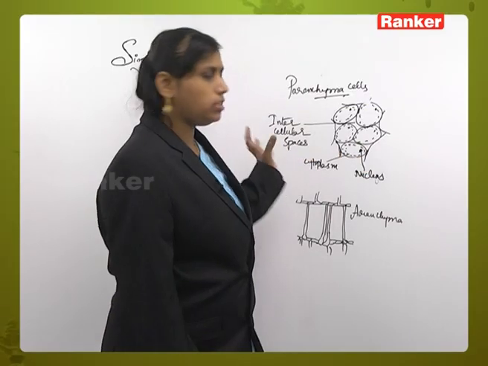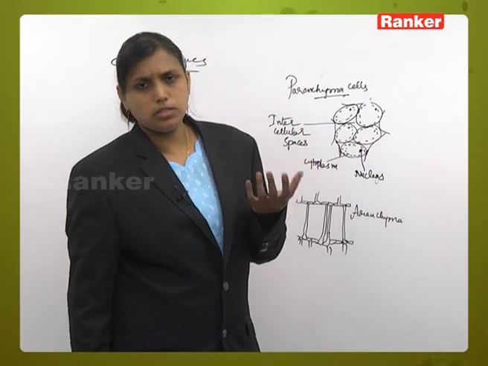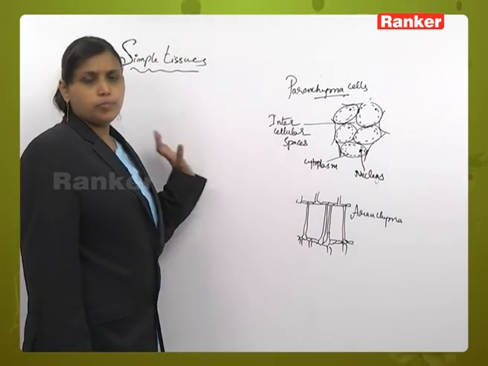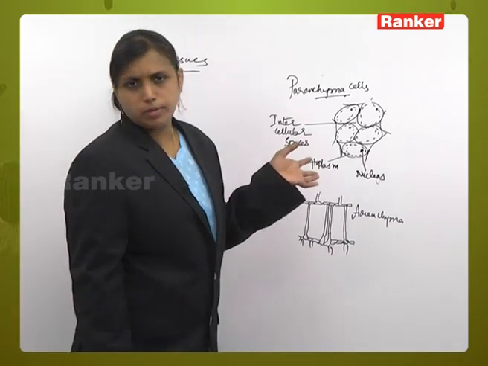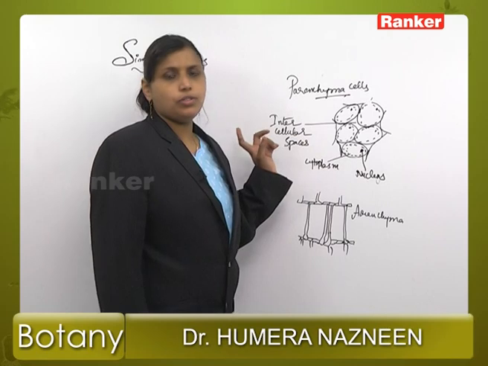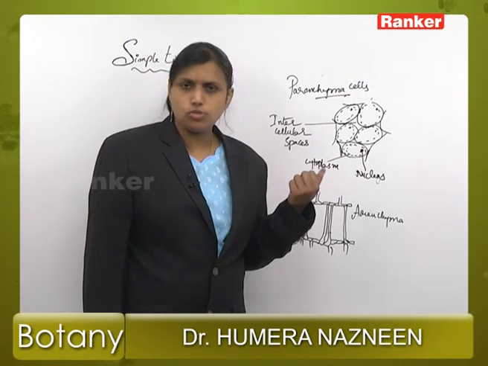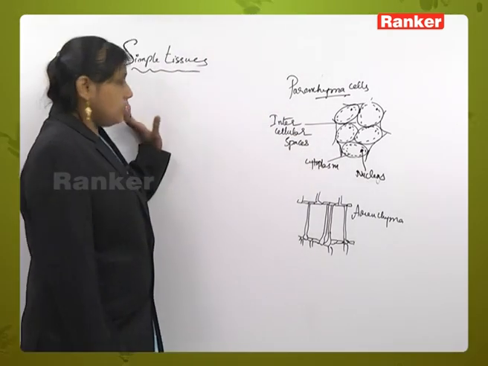After completion of meristematic tissue, we have studied the types of meristematic tissues on the basis of position and origin, and the function of meristematic tissue. Now the next type of tissue, as per our flow chart, we are supposed to study is simple tissue.